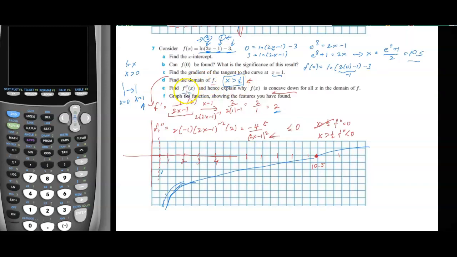Then it says to find the second derivative of f and explain why f is concave down for all x. So finding the second derivative of f means we take the first derivative, which is 2 over 2x minus 1, and we're going to do the derivative of that. I'm just going to rewrite 2 over 2x minus 1 first as 2 times parentheses 2x minus 1 to the negative 1, because this is the same thing as 2 over 2x minus 1, but it's easier to take the derivative because it looks like chain rule.